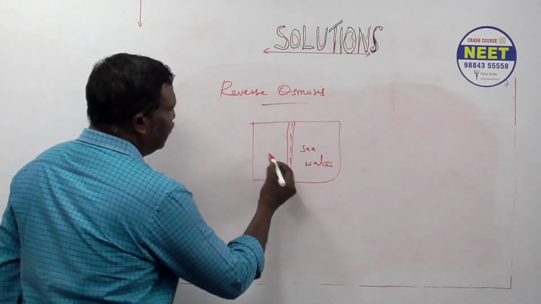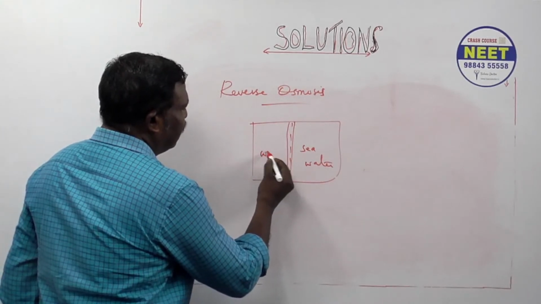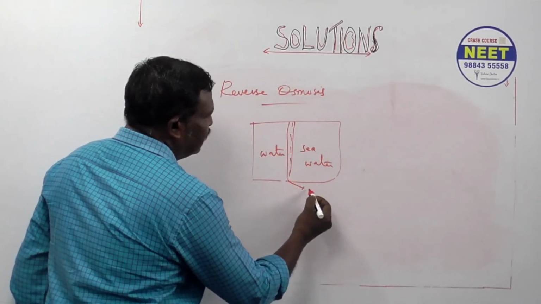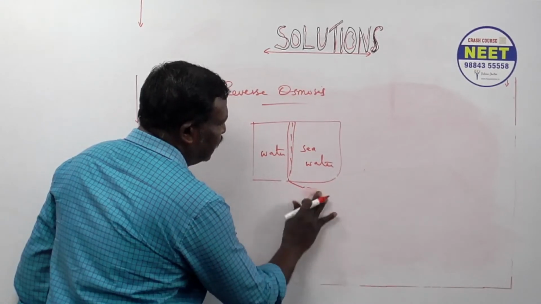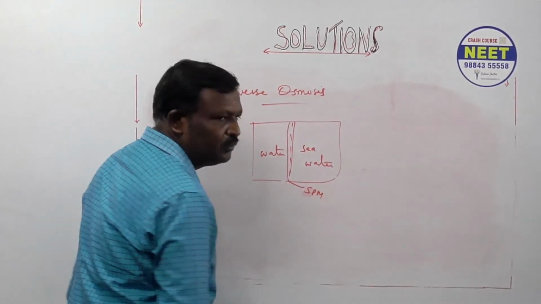Semi-permeable membrane in normal water. Okay, normal water on the other side. It's called what? SPM. I'll write it here: SPM. Understood?